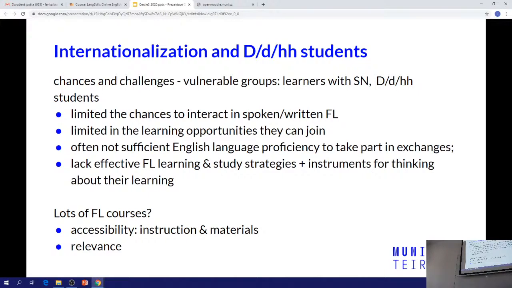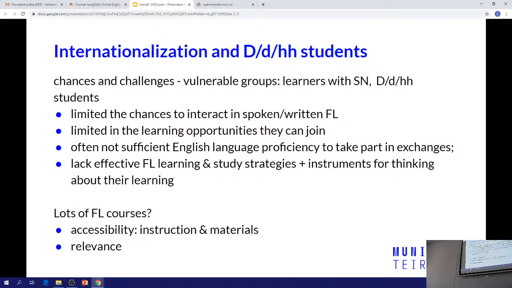In the vulnerable groups, definitely are the deaf and hard of hearing students, who study at Masaryk University and any other university, because usually these students are limited in the chances to interact in foreign languages, also in the learning opportunities they can join, because they cannot join any course they just see on the list, and also they often do not have enough English knowledge to bring the necessary credits from the study stay abroad home, and they sometimes lack effective study strategies, and they basically do not know what works for them in terms of learning languages. So this is something we wanted to work on.